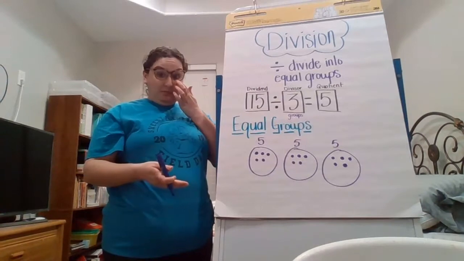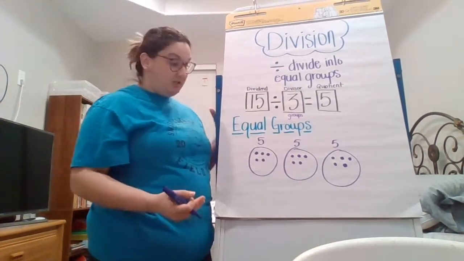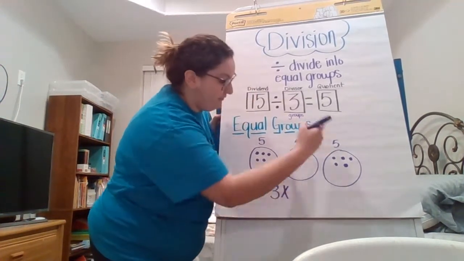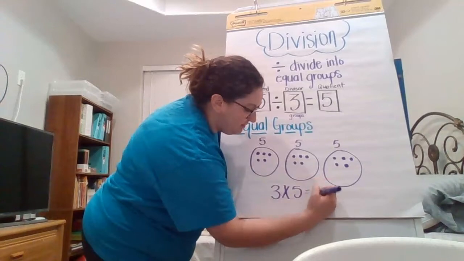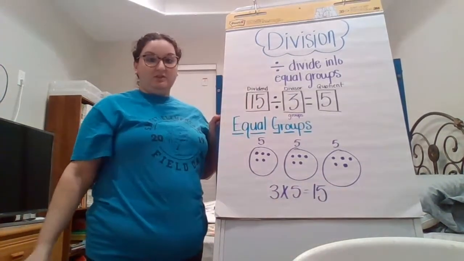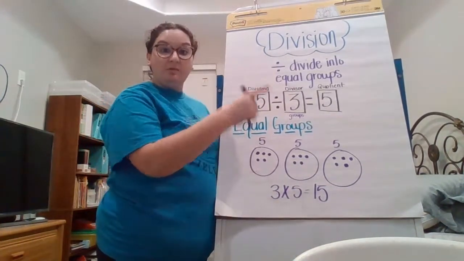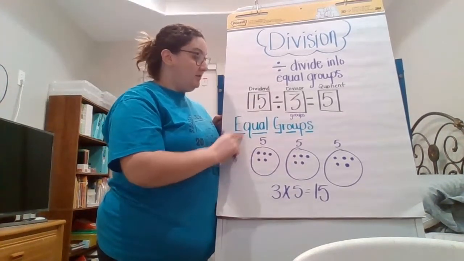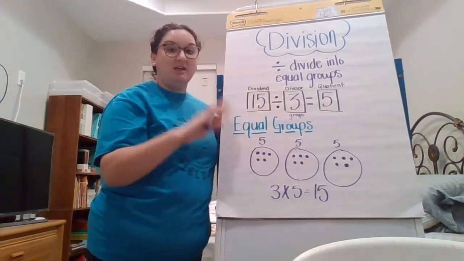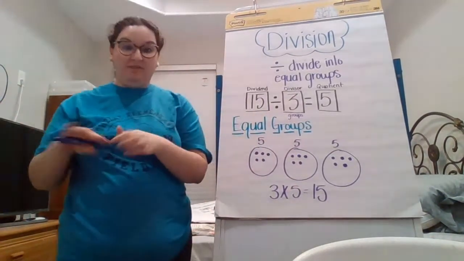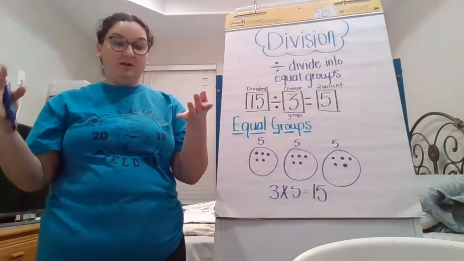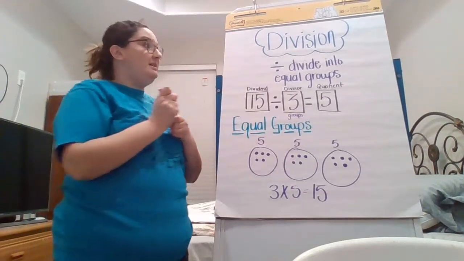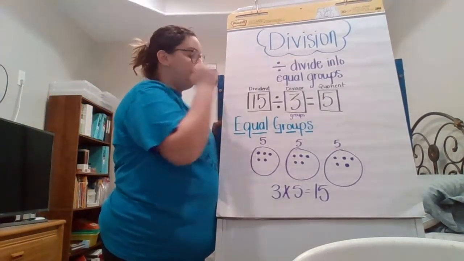If you look at this picture, this can be a multiplication, because we could say 3 groups of 5 equal 15. Do you see how this division problem quickly turned into a multiplication problem just by using our pictures? We have the same numbers, they're just in a different order. We'll talk about that later this week, how a multiplication problem can help us solve our division problem. But right now, a division problem is where we divide into equal groups.